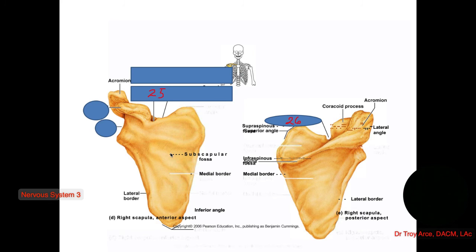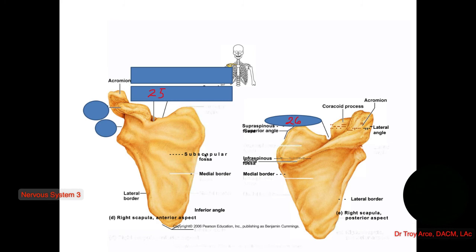If you were to look through somebody's rib cage, and the ribs were removed, this is what you would see, lacking the muscle. And the muscle that belongs here is going to be your subscapularis, because it's underneath the scapula. And that subscapularis is responsible for medial rotation of the shoulder.